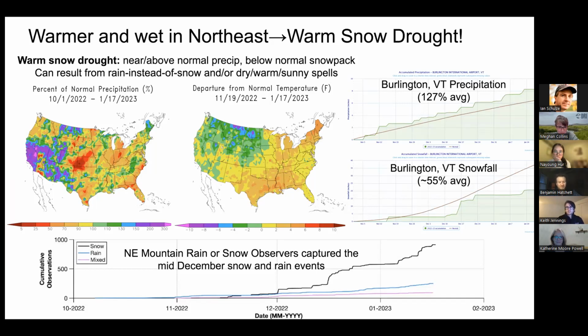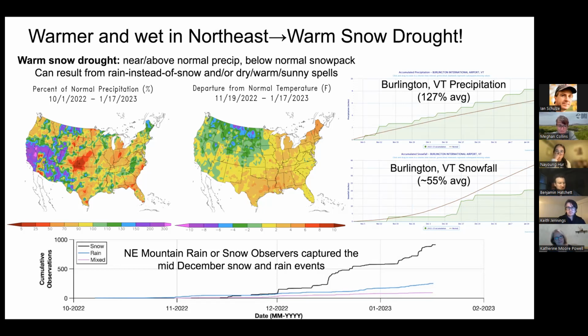The center plot, or the right-hand side of those two maps, shows our departures from normal temperatures over the past several months. And so you can see the Northwest and northern tier has been cooler than normal. And up in the Northeast, it's actually been a bit warmer than normal. And so as a result of this warmer than normal conditions, but close to, if not above average precipitation, we don't have as much snowpack accumulated there as we would expect. And we call these conditions warm snow drought conditions. This is where we have close to normal or above normal precipitation, but we don't have as much snow.